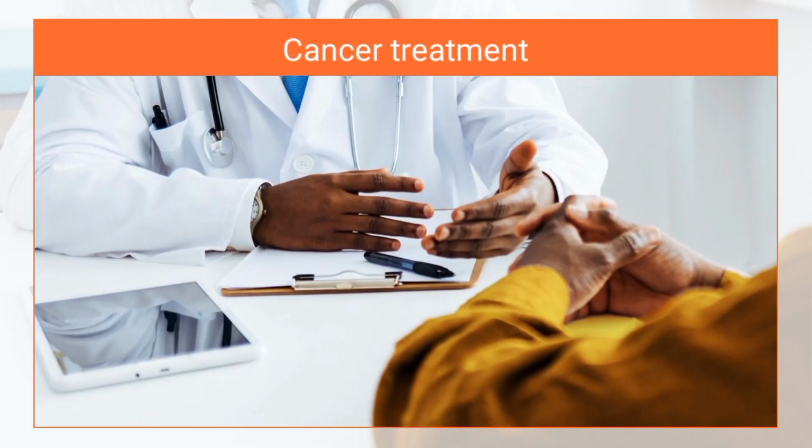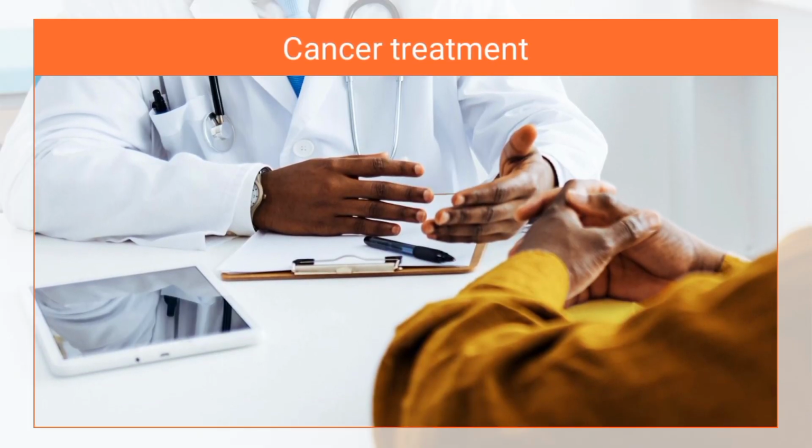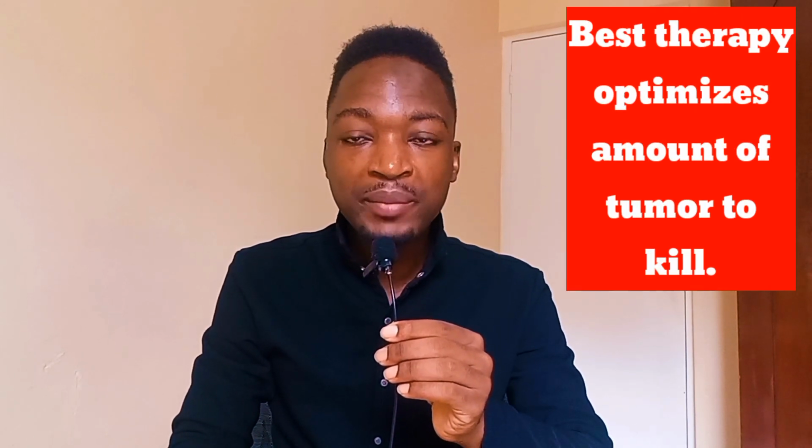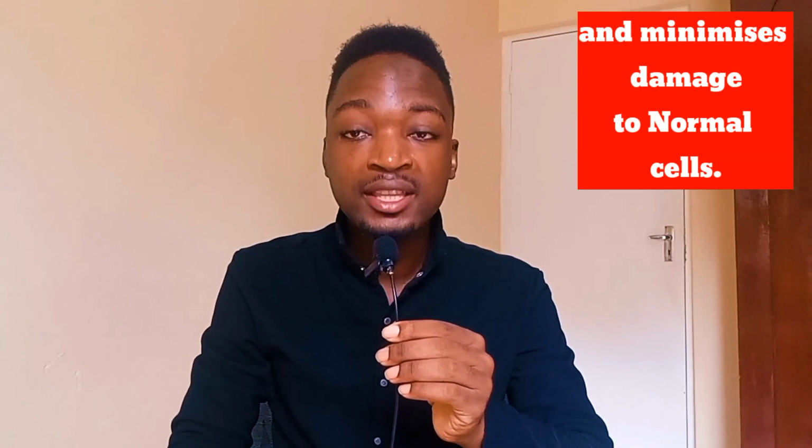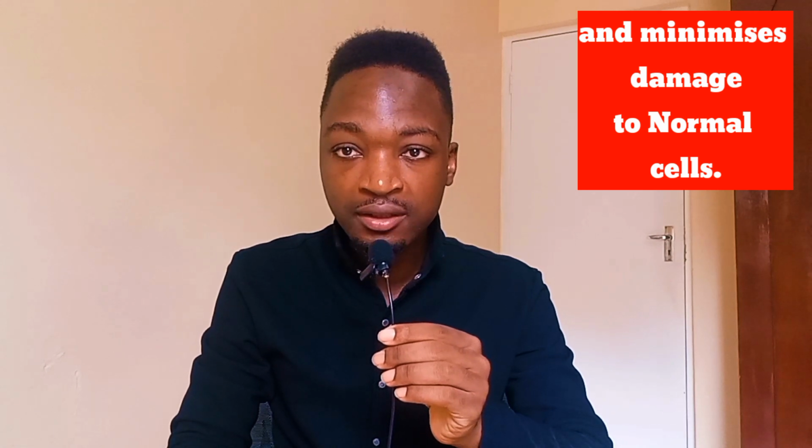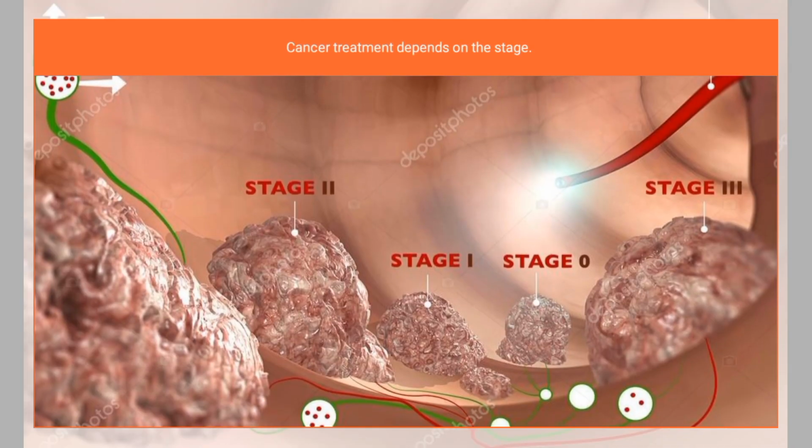Let's now finalize by looking at cancer treatment. When treating cancer, we normally choose the best therapy that optimizes the amount of tumor cells to kill and minimizes the damage to normal cells that may be affected by cancer treatment. So cancer treatment may depend on the stage of cancer. There are three primary cancer treatments: surgery, radiation therapy, and chemotherapy.